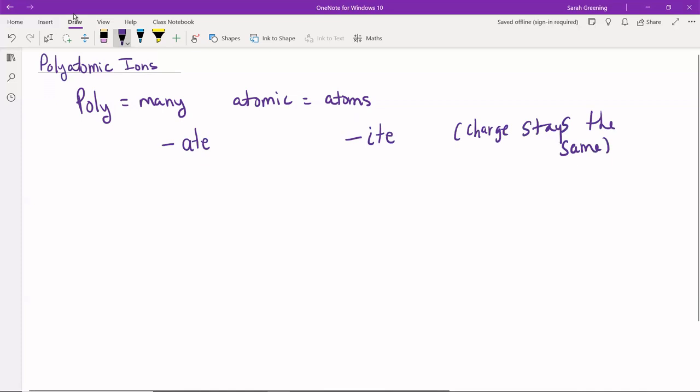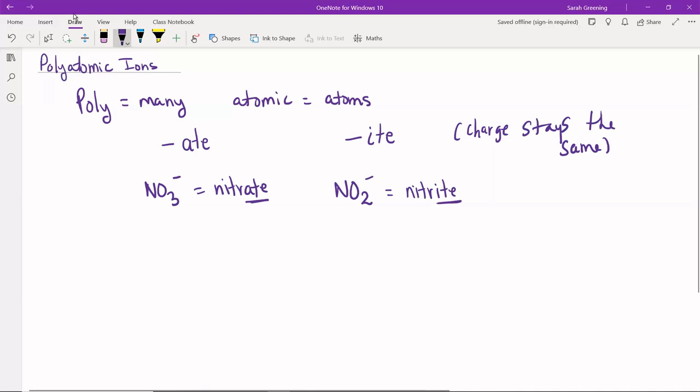I'll show you a couple of examples of that. If we have NO3 minus, this is known as nitrate. So there's that ate ending. It has 3 oxygens. And if you wanted to know what the ite version of this would be, we know that it will have 1 less oxygen. So it would be NO2, and the charge stays the same. So it's NO2 minus, and this is now known as nitrite.